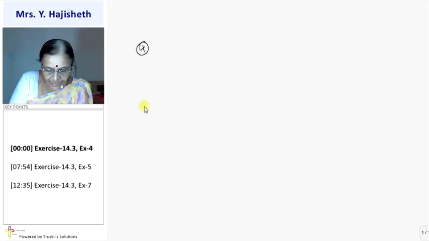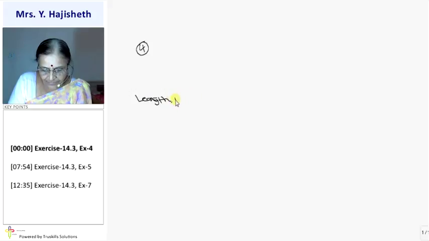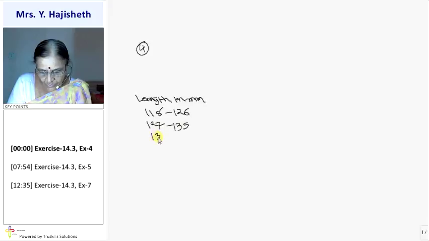Okay, so I am writing the table directly. Length in mm is 118 to 126, 127 to 135, 136 to 144.